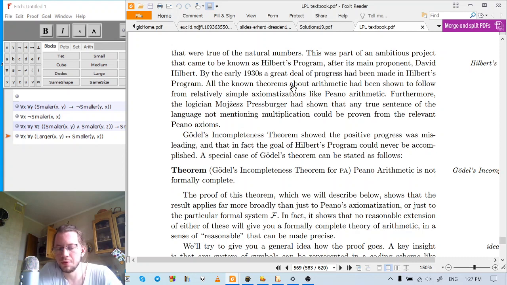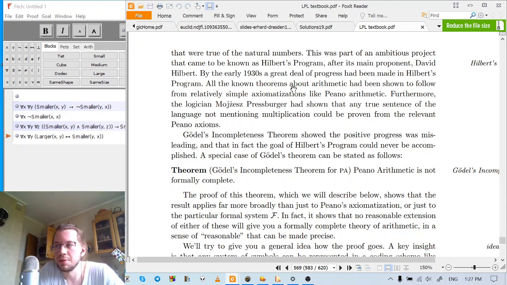Which sense of formal completeness is meant in this sentence? I think the latter one. So, one that allowed us to prove all and only the sentences that were true of the natural numbers.